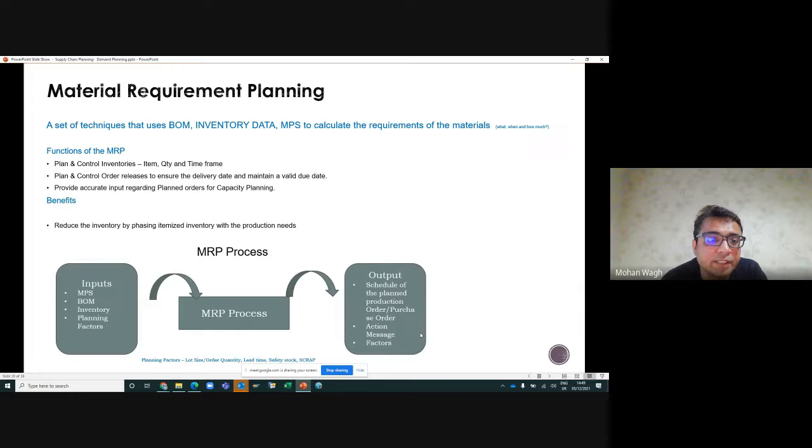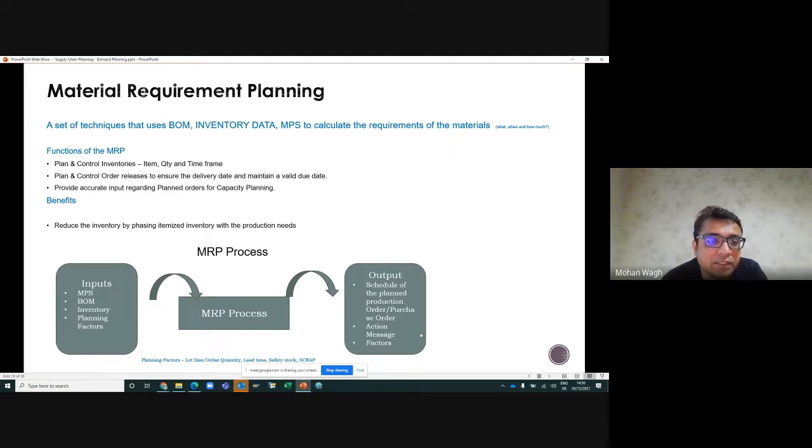It provides accurate input regarding the planned orders for the capacity planning. That's also one of the important aspects of capacity planning. Capacity is always finite. Any organization cannot say, I have infinite capacity to produce whatever items in a given time frame. So when companies are planning their products, they also need to consider how much capacity they have. MRP also has capacity planning as one of its core components. It could be the machine capacity, the labor capacity, or any other constraints which are limiting the production of the goods.